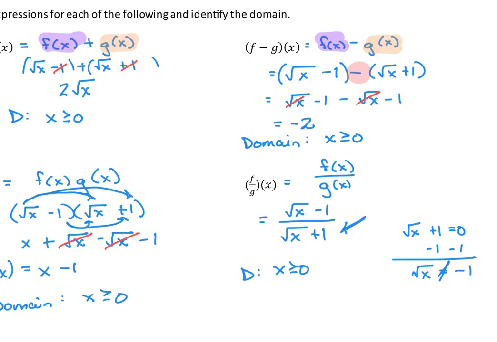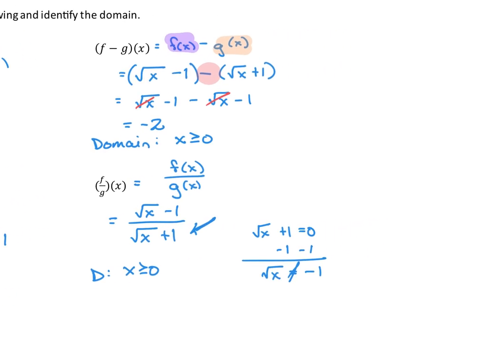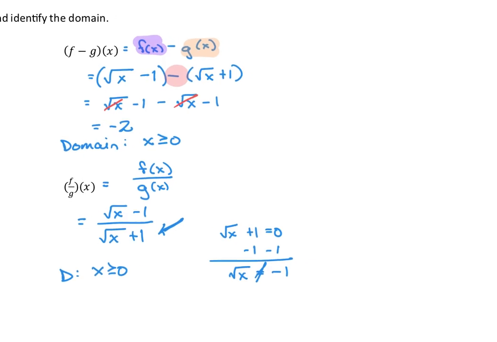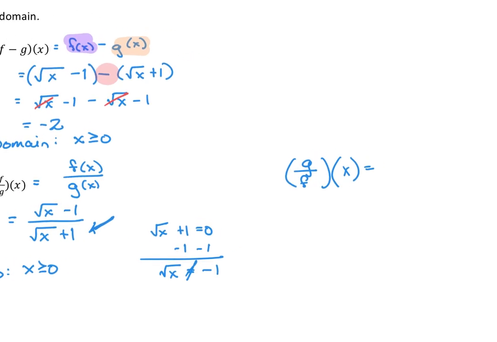All right? On the other hand, what happens if I flip it around? If we have g over f of x, what this is equal to is the square root of x plus 1 over the square root of x minus 1. In this one, we do have some problems.